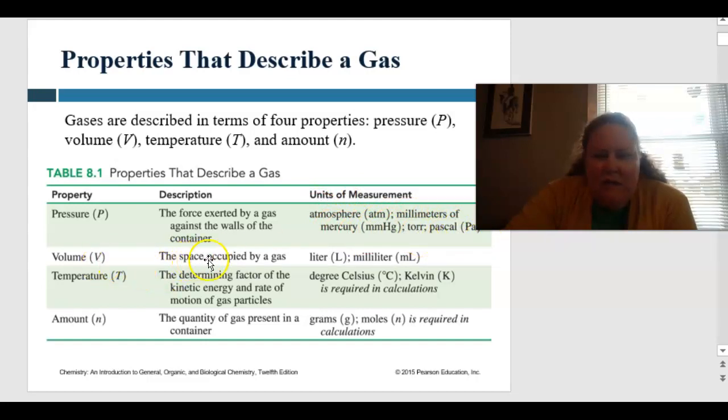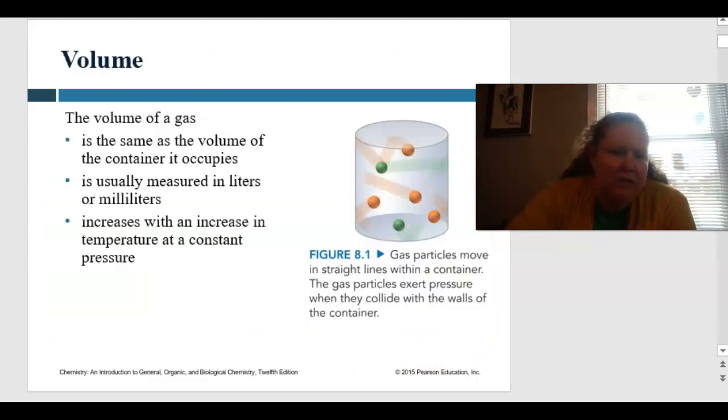The volume is the space that's occupied by the gas. It's measured in liters or milliliters. The temperature is the determining factor of the kinetic energy and the rate of the motion of the gas particles. So again, the warmer it is, the faster they're going to move. This is measured in degrees Celsius or Kelvin, and this is required for calculations. And again, the amount is N, and that would be the quantity of gas present in the container. That would be grams or moles, and the N is also going to be required for our calculations.